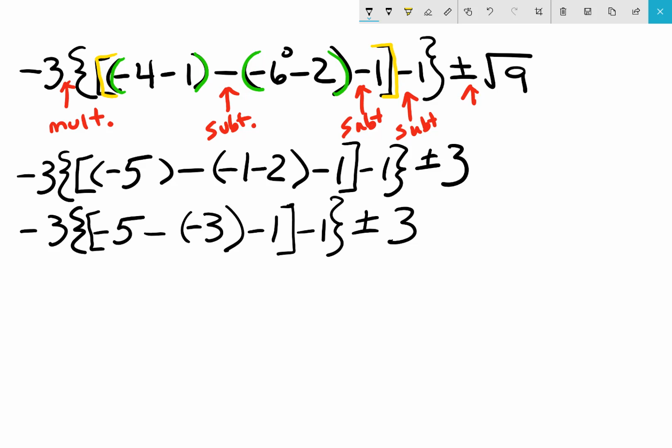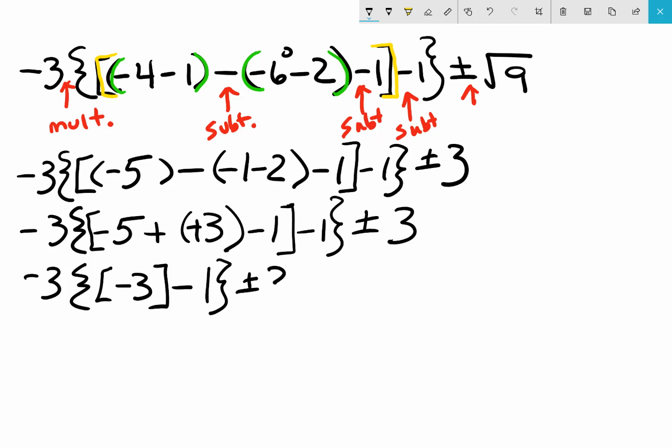All right, so we've got -3, curly bracket, square bracket. -5 minus -3 is -5 plus +3. -5 plus 3 is -2, and then -1 makes a total of -3, and we're finally done with that square bracket. Outside the square bracket, we've got that subtracting 1, close the curly bracket, and then plus or minus 3.